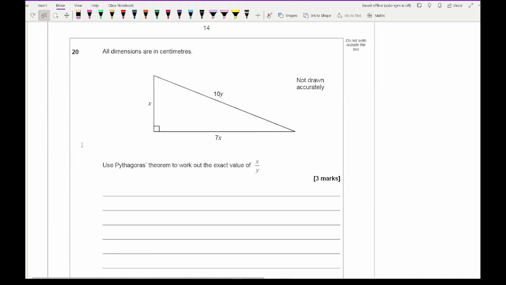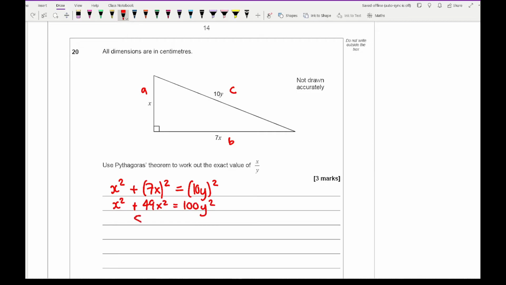Then with question 20, it says all dimensions are in centimeters, and it says use Pythagoras' theorem to work out the exact value of x over y. So labeling my triangle, this is C, that's A, that's B. So I've got x squared plus (7x) squared equals (10y) squared. It's important that we put that in brackets. So from this, what we've then got is x squared plus 49x squared equals 100y squared.